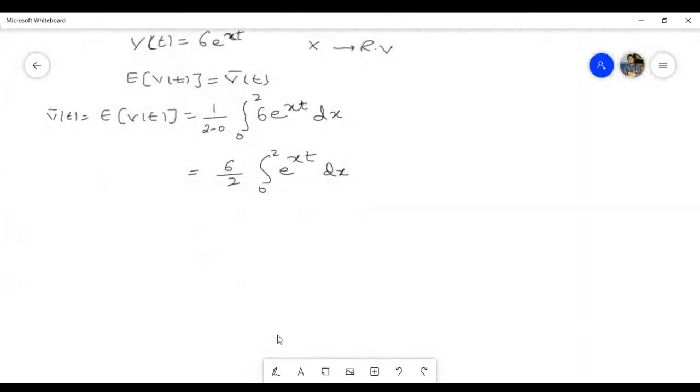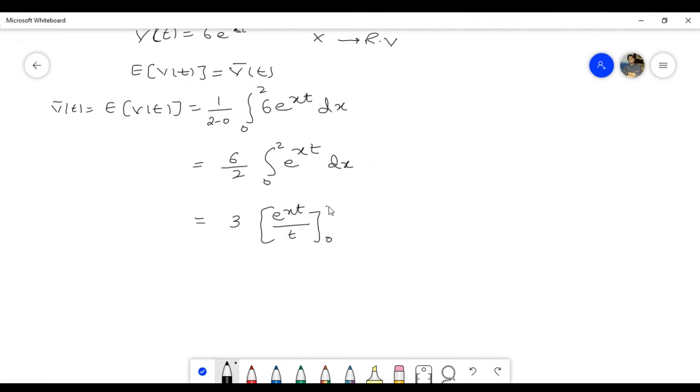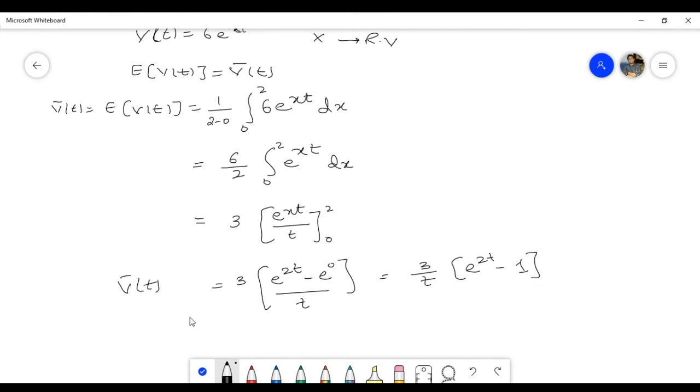So here it will be 6 by 2, nothing but 3 e^(xt) by t from 0 to 2. Let us substitute the limits: e^(2t) minus e^(0t), which is e^0, that is 1, divided by t, which equals 3 by t times (e^(2t) minus 1). This is the mean v bar of t.